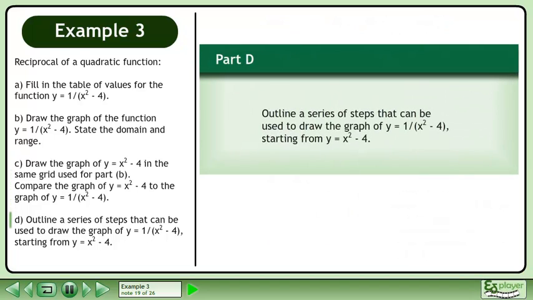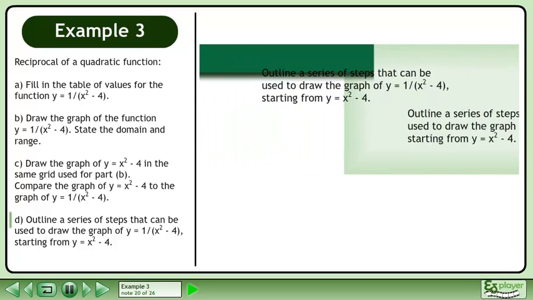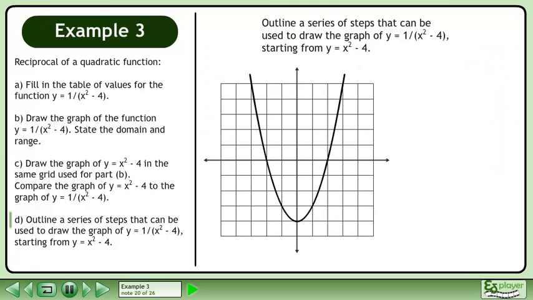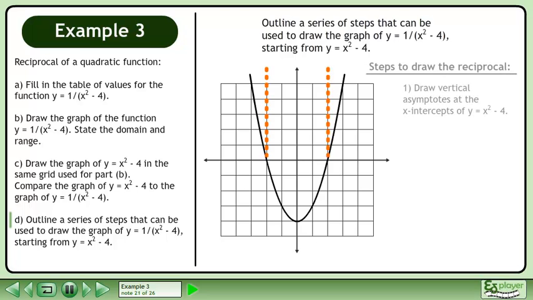In part D, outline a series of steps that can be used to draw the graph of y equals 1 over x squared minus 4, starting from y equals x squared minus 4. Bring up the graph of y equals x squared minus 4. First, draw vertical asymptotes at the x-intercepts of y equals x squared minus 4.